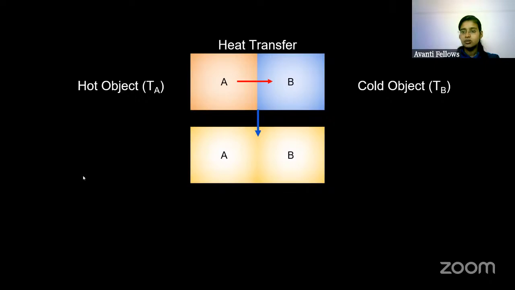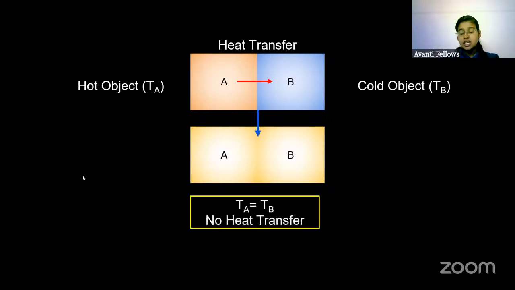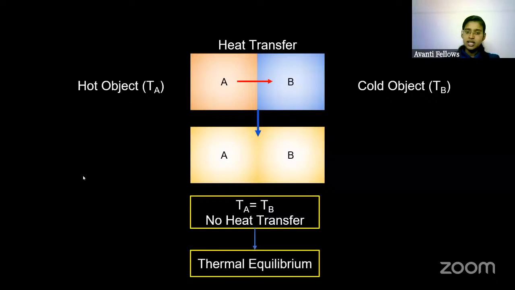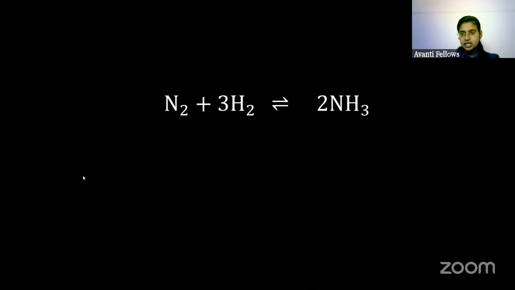No. Very good, Manish. If the temperature of object A is equal to the temperature of object B, there is no heat transfer. And we can say the system is in equilibrium, and this equilibrium is called thermal equilibrium. So I have given a few situations for equilibrium. Now I'm going to give one more last situation to understand the equilibrium.